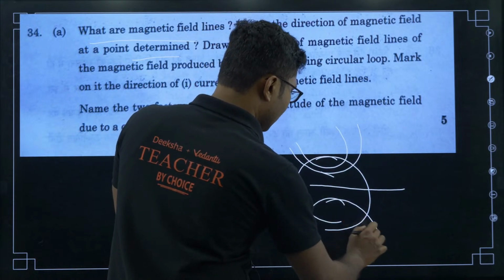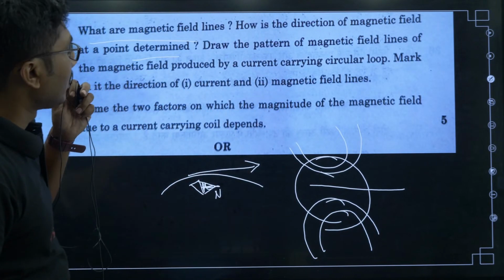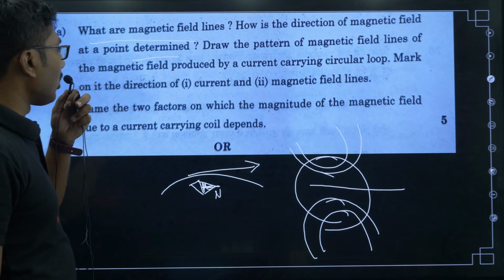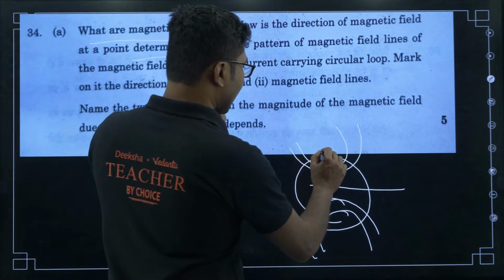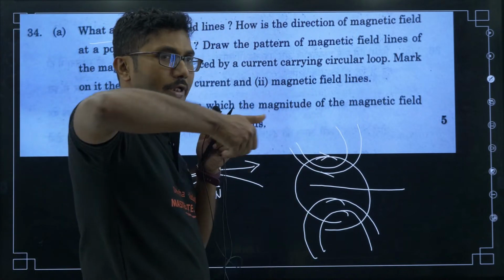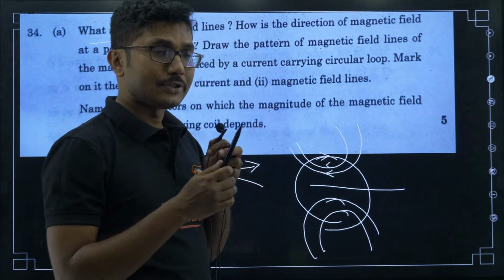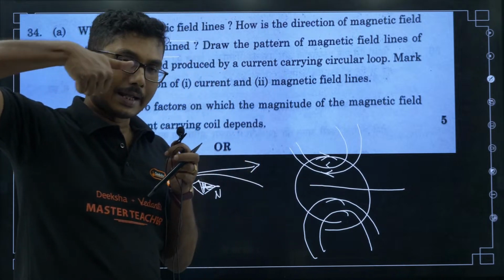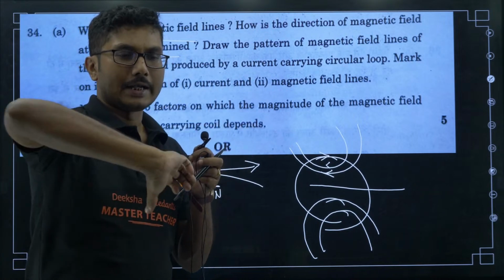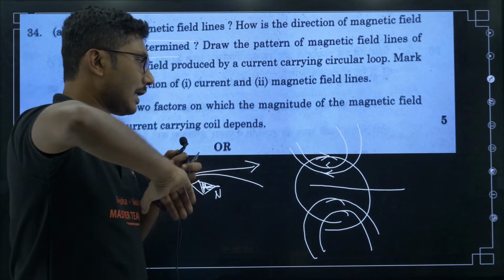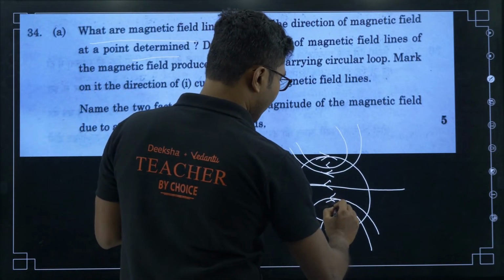We know that, now mark the direction of current and magnetic field lines. Based on the direction of current, if the current is flowing in this direction, it will be in the inward direction, right? The magnetic field lines will be a 3-dimensional figure. If the current is passing in this direction, field lines will be like this. If the current is passing in the opposite direction, field lines will be like this. Okay, and they will overlap in this section, right?